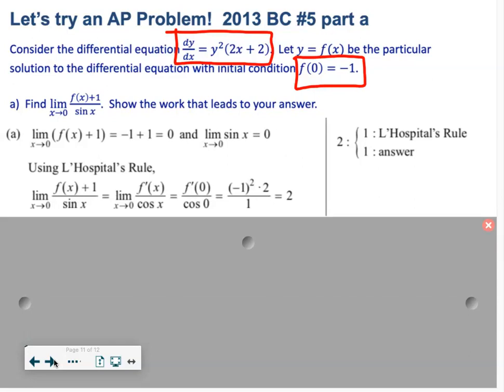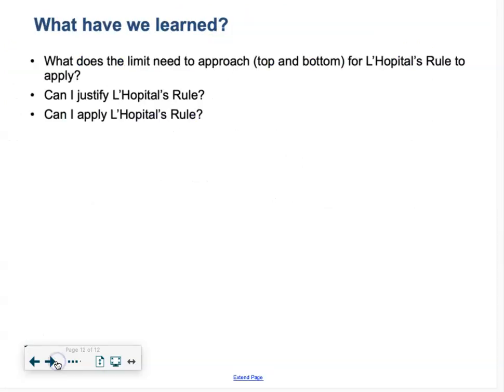F prime of 0 means you're plugging a 0 in for x. What do we plug in for y? -1, because that's what y is when x is 0, right? So you end up with -1 times 2. Oh, except it's squared. So you get 1 times 2. So you get 2 over the cosine of 0, which is 1. Your answer is 2. All right, so that is it. This is the end of the lesson. I'm going to pause.